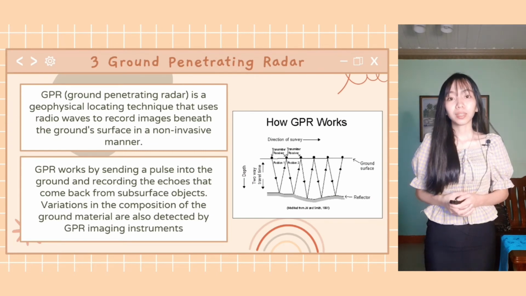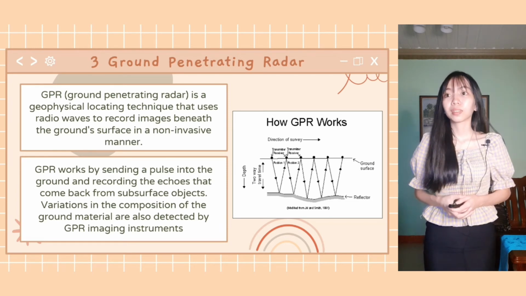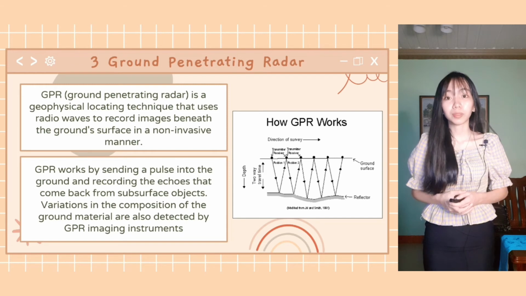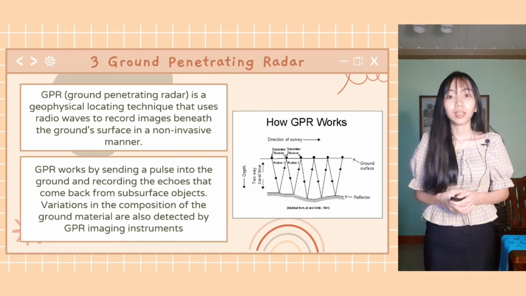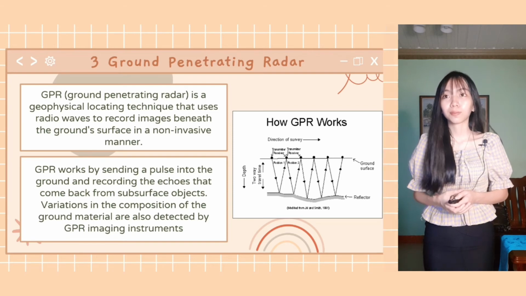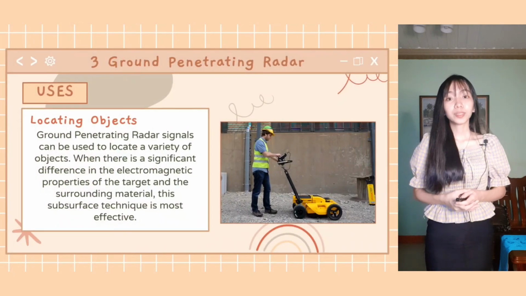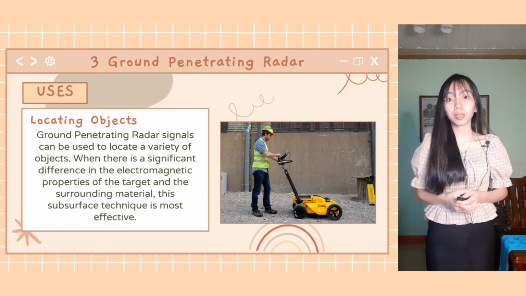Ground penetrating radar method, or GPR, is a geophysical locating technique that uses radio waves to record images beneath the ground surface in a non-invasive manner. GPR works by sending a pulse into the ground and recording the echoes that come back from subsurface objects. And the figure shown is an illustration of how GPR works. Now, let's proceed to the applications or uses of the ground penetrating radar method.